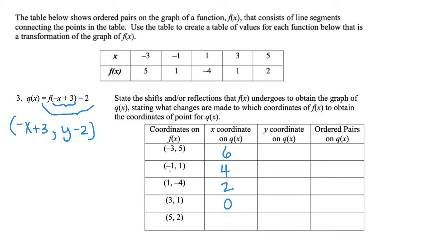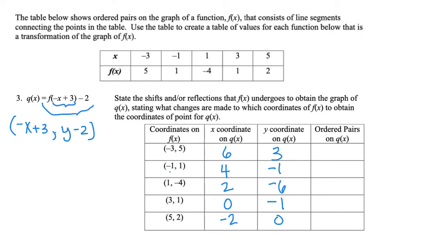Negative 3 plus 3 is 0. And negative 5 plus 3 is negative 2. Alright, let's go look at the y's. Then we'll put together our ordered pairs. The y values are going to subtract 2. So 5 minus 2 is 3. 1 minus 2 is negative 1. Negative 4 minus 2 is negative 6. And let's see, 1 minus 2 is negative 1. And 2 minus 2 is 0.